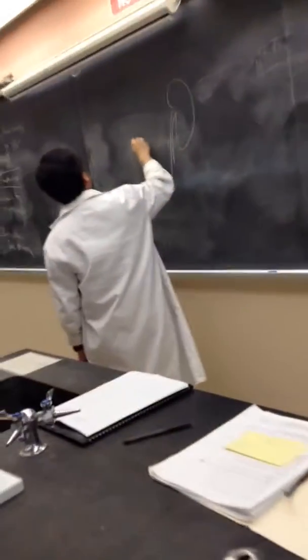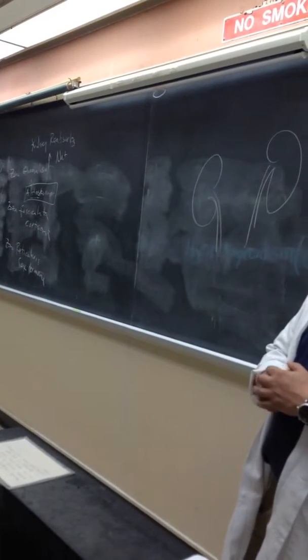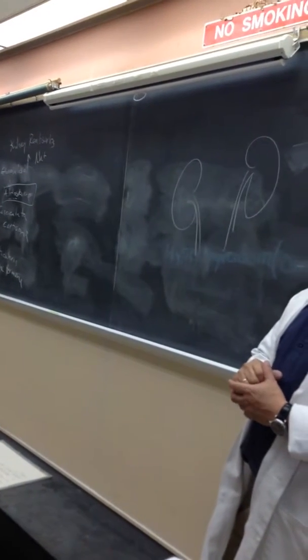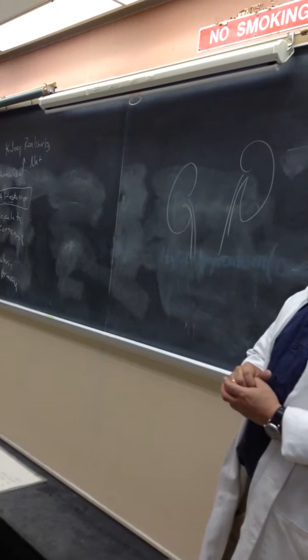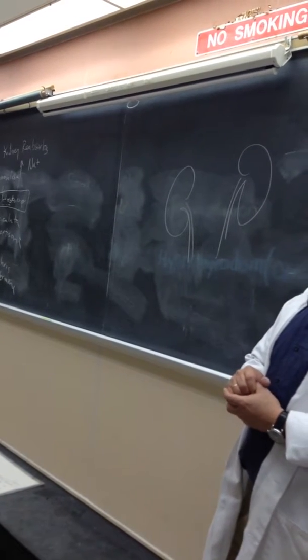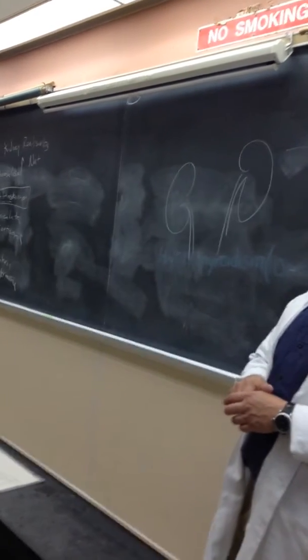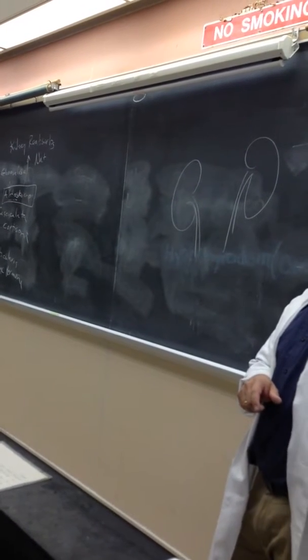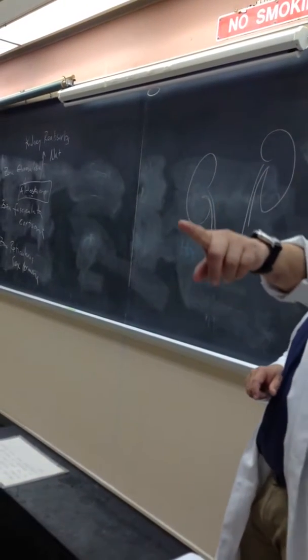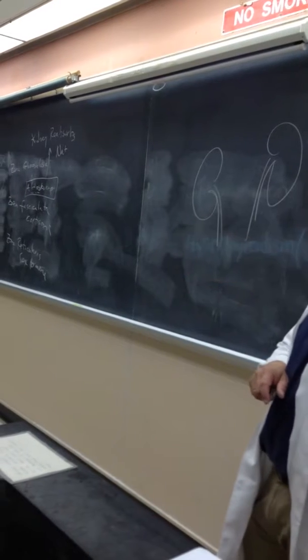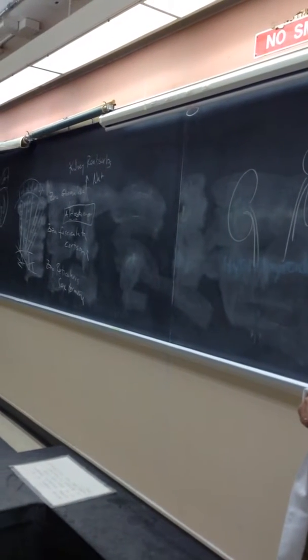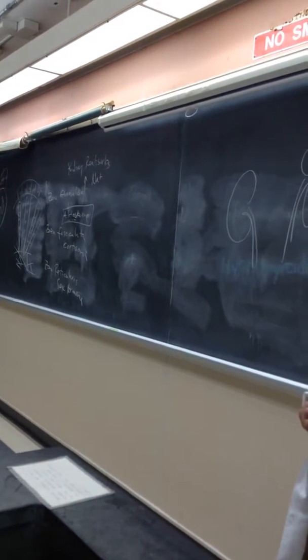You have your left kidney, and then you have your right kidney. Why is the right kidney lower than the left? Because the liver occupies most of the space on the right-hand side. If you look at that figure over there, that torso, you can see how your right kidney is lower, because of the presence of the liver.